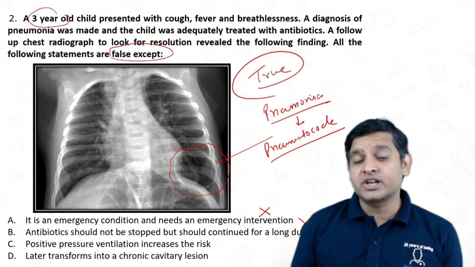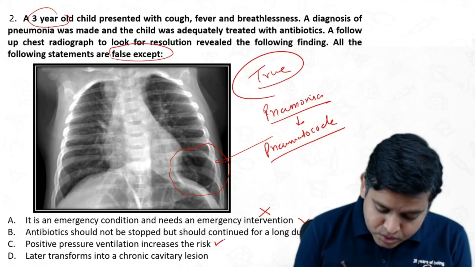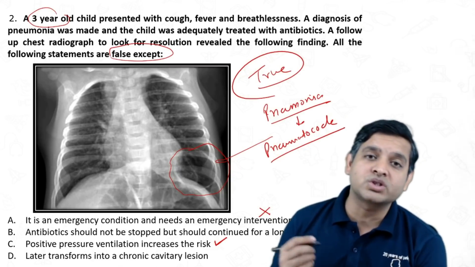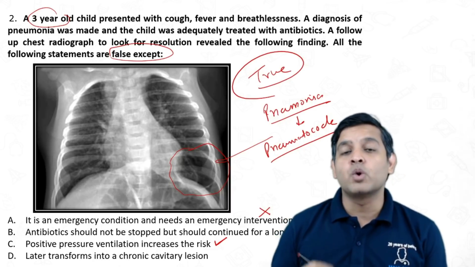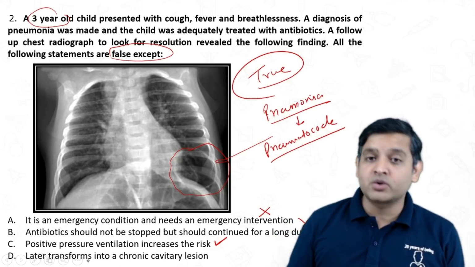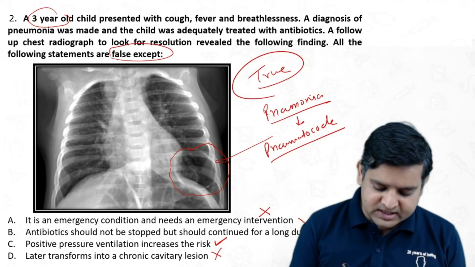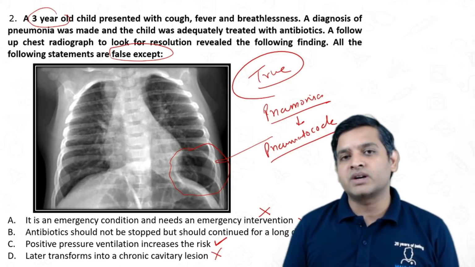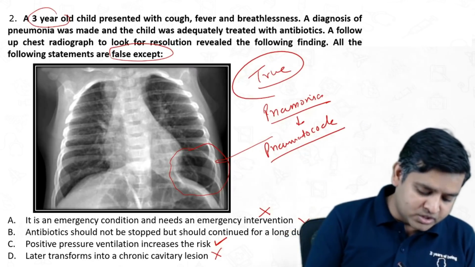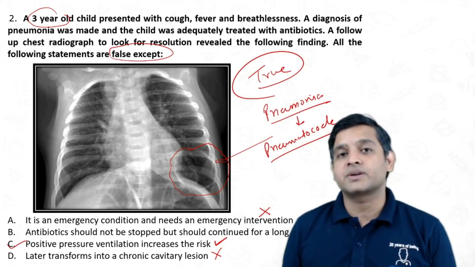Positive pressure ventilation increases the risk. Indeed, that is a true statement. It has been seen that those patients who have been put on positive pressure ventilation, there are more chances of developing pneumatocele in these patients. Later transform into a chronic cavitary lesion. No, these are self-limiting. The chances of converting them into a chronic cavitary lesion is extremely rare. So the answer is positive pressure ventilation increases the risk.